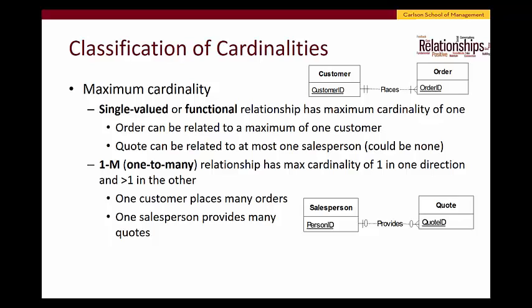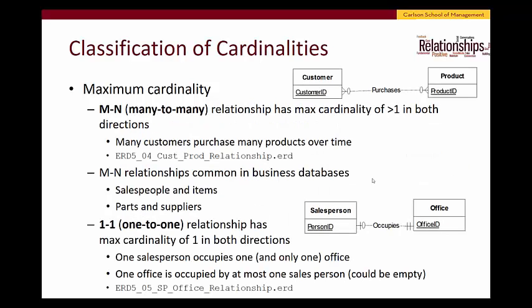This is called one-to-many or 1-M relationship. Both the places and provides relationships, as shown on the screen, are one-to-many. One customer places many orders, one salesperson provides many quotes. All these differences or variations really have to do with minimum cardinalities that were discussed previously. Another common type of business relationship has a maximum cardinality of more than one, or many, in both directions. This is called a many-to-many or M-N relationship, as described in the slide.